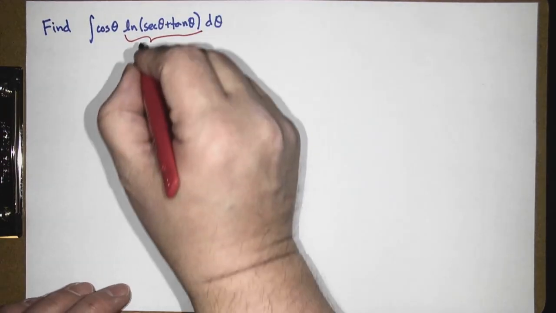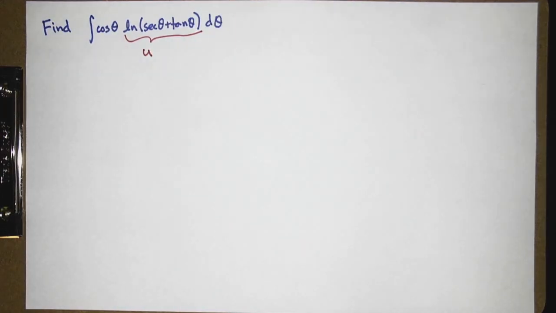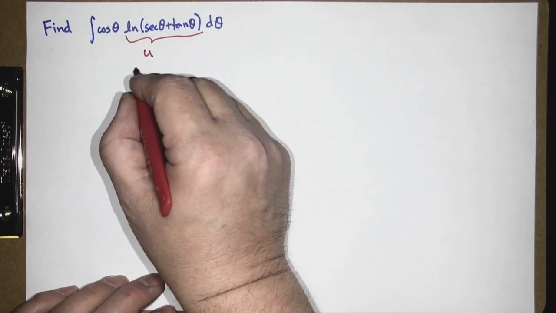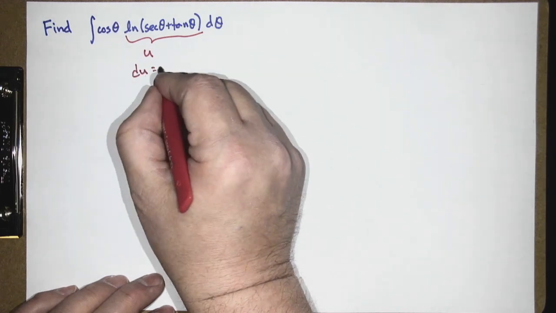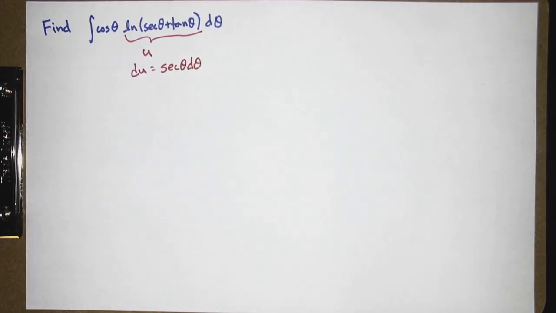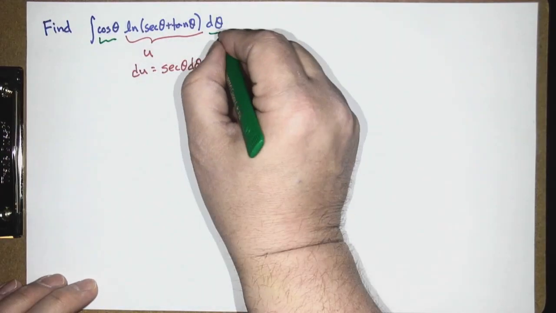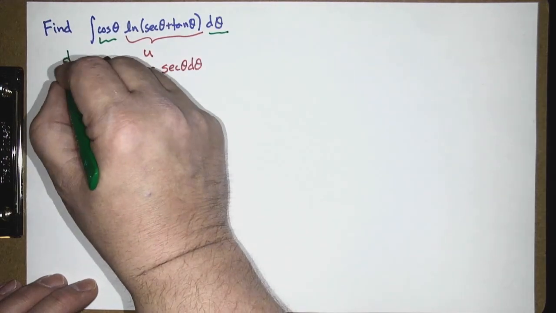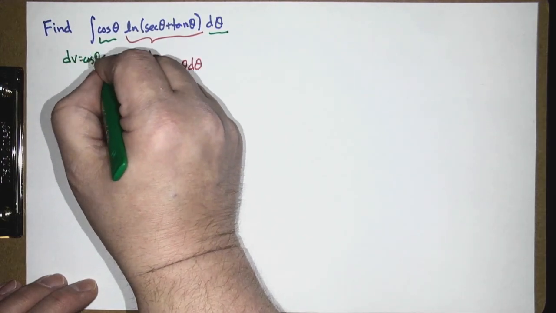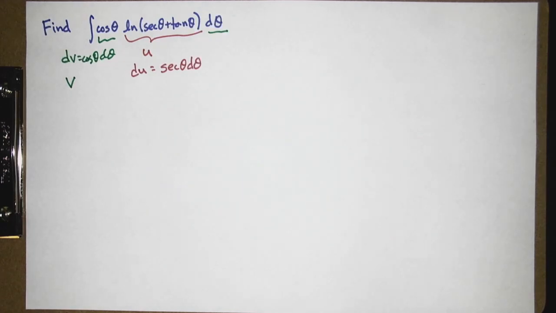So that says this is our u. And we'll just make a note here. We've already talked about it. The derivative is secant. Well, what does that leave for our dv? Well, it's whatever's left over. So we have that dv is cosine theta d theta. What's the integral of cosine theta? Sine.